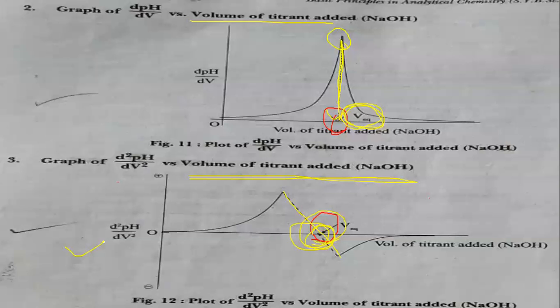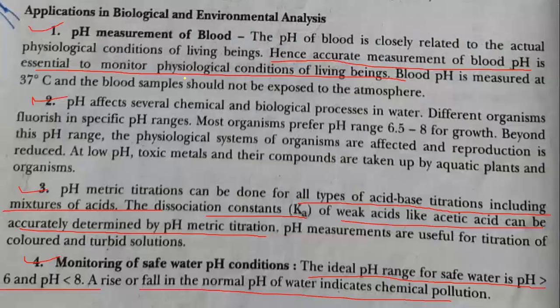All three graphs are there in potentiometric titrations also. On the y-axis, instead of pH, we take the potential.